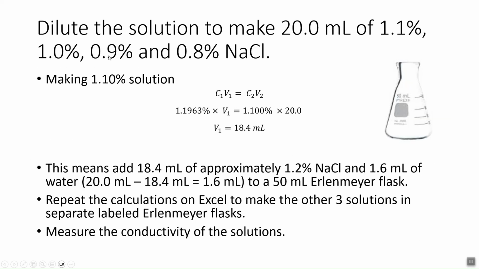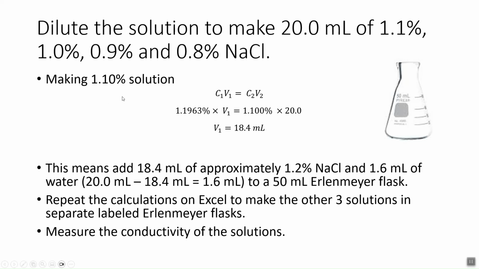So now we're going to dilute the solution to make 20 milliliters of 1.1, 1.0, 0.9, and 0.8% NaCl. And to do dilution, we're going to use the dilution equation: concentration 1 times volume 1 equals concentration 2 times volume 2. So in order to do that, we're going to first put in our initial concentration. We're going to make all of our solutions using our 1.2% solution. Note that your 1.2% solution is not going to be exactly 1.2000%. At least it's very unlikely that it will be.